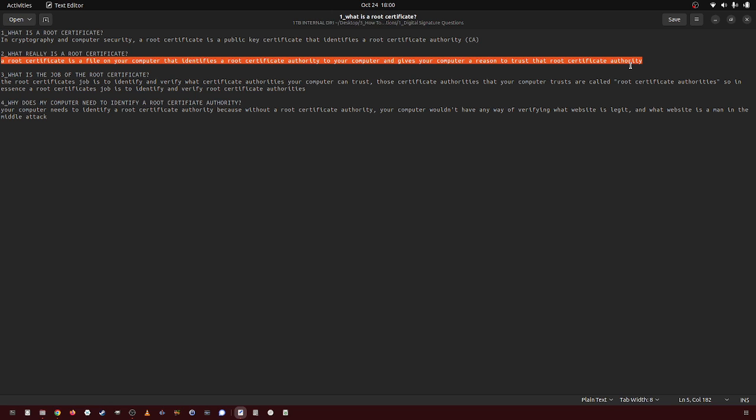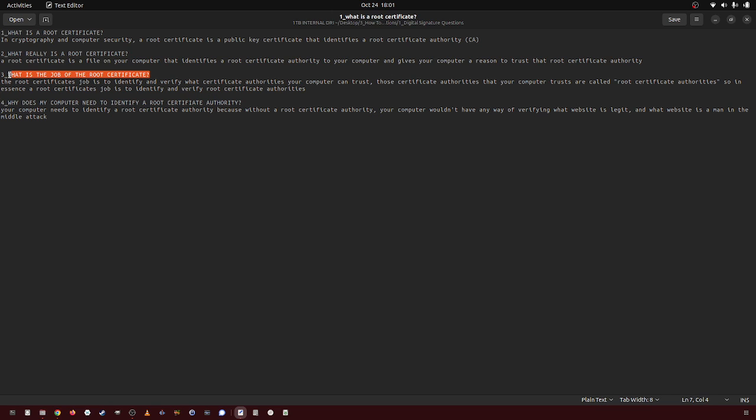So when you download your operating system, it comes with a file, the file I previously showed, called a trust store, right? And that file has a ton of root certificates, okay? And those root certificates identify and give your computer a reason to trust the root certificate authority, and that's how it works. That's what really a root certificate is.